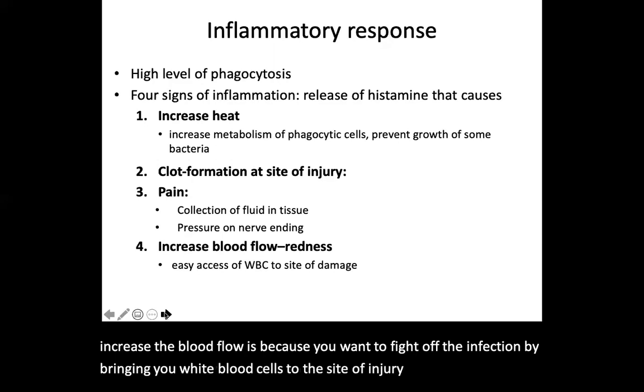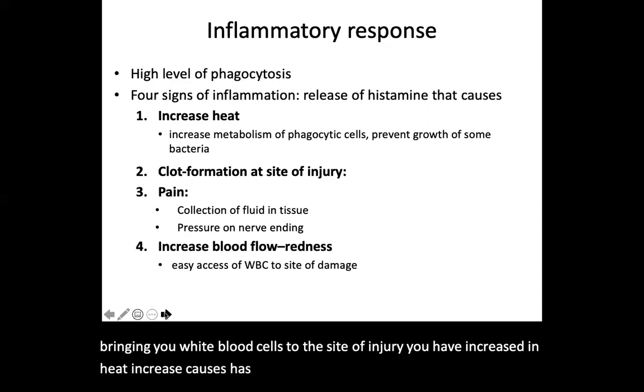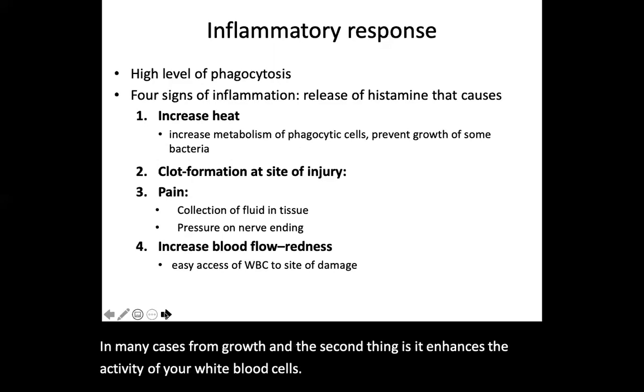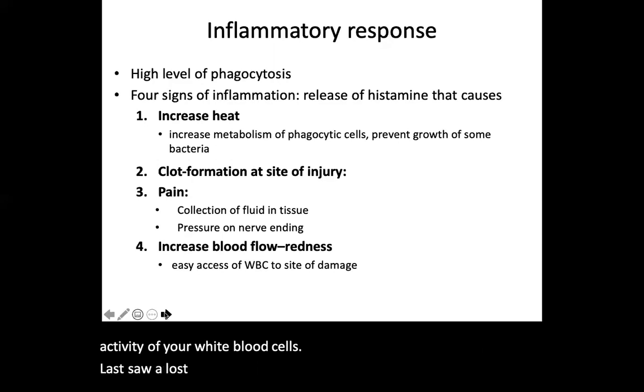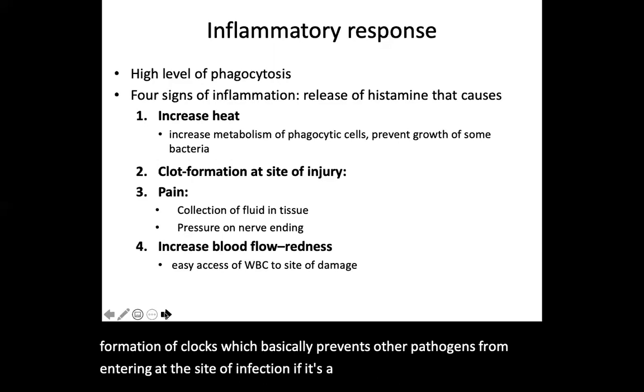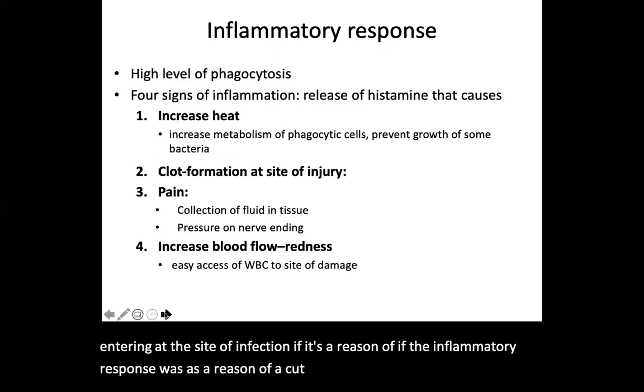You have an increase in heat. Heat increase has two main functions. One, it slows down the bacteria in many cases from growing. And the second thing is it enhances the activity of your white blood cells. Last symptom associated with the inflammatory response is formation of clots, which basically prevents other pathogens from entering at the site of infection, if the inflammatory response was a result of a cut to the skin.